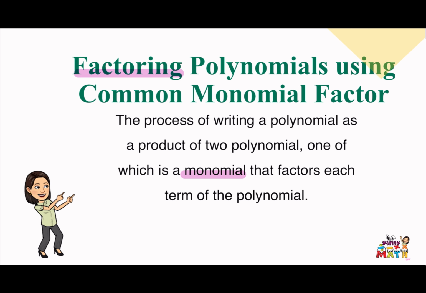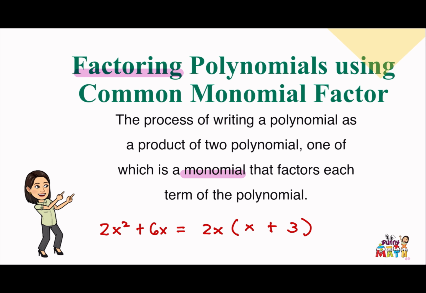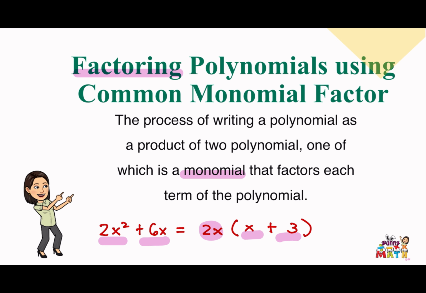So, with our given example, 2x squared plus 6x has factors of 2x times the quantity of x plus 3. In here, our monomial that factors each term in the polynomial is 2x. And dividing each term of the polynomial gives us the quotient of x plus 3. So let us learn deeper as we go through the steps in factoring polynomials using common monomial factor.